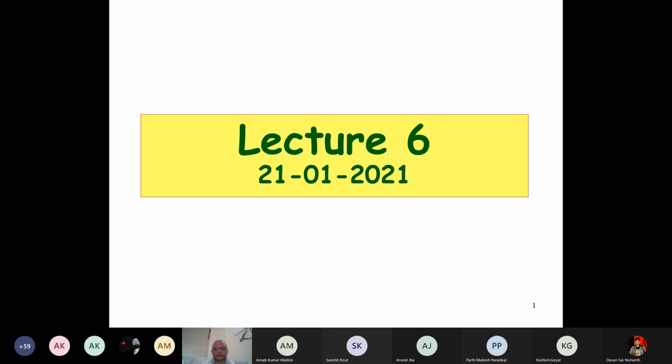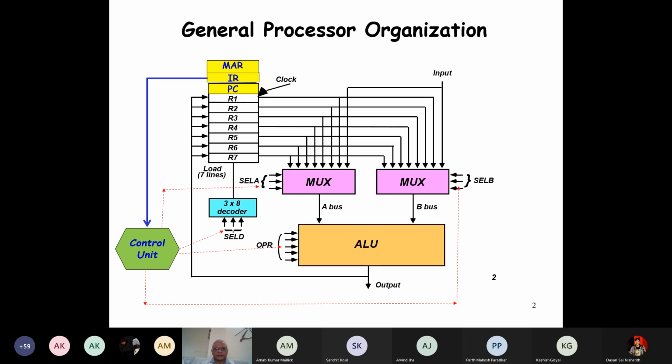Now let's proceed. Let's look at this diagram. This gives a general overview of the organization of a processor. We have been discussing without this diagram. This diagram is not there in the book, but then the questions that you asked and also the mails I received, I thought that we must have this understanding of a processor to be able to understand what we are really saying.